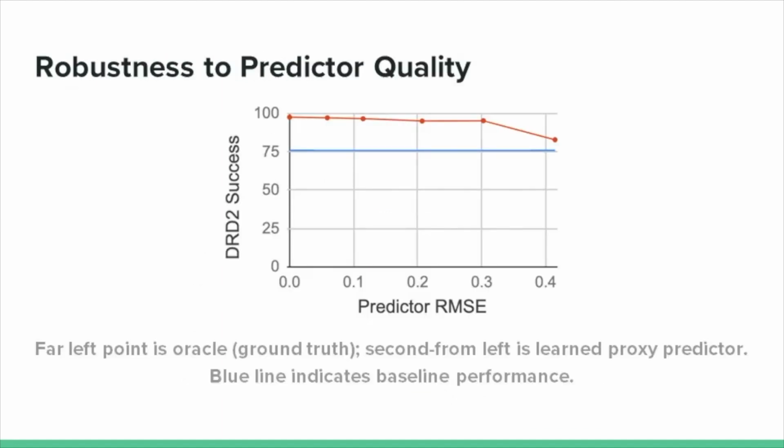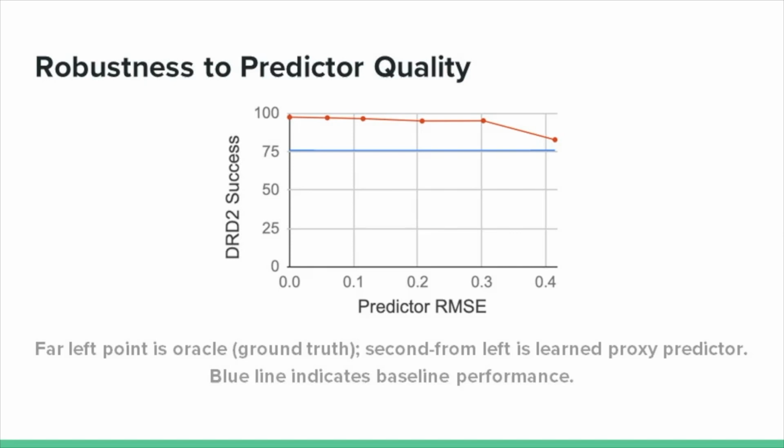And then one last interesting result I want to highlight is that our method is actually pretty robust to the proxy predictor's quality. You can see here in this diagram for the DRD2 task that even when the proxy predictor is quite poor compared to the ground truth, our model still does quite well. So in this diagram, the blue line is the baseline, and the red points are the augmented model with varying quality of the proxy predictor. The far left point is the oracle performance if we directly use the ground truth as the proxy predictor, which is cheating, while the second point from the left is what we use in our main paper results. The performance is actually not much different.